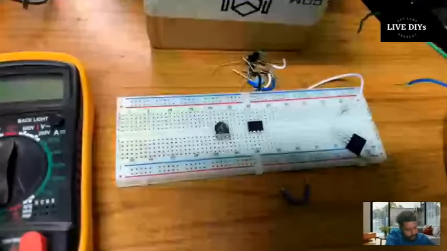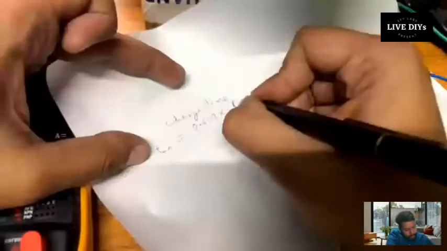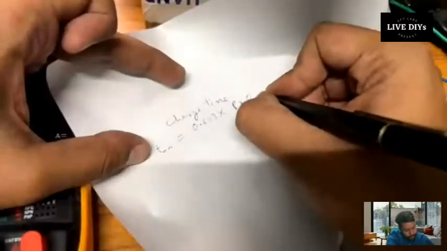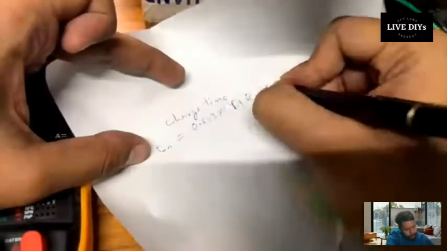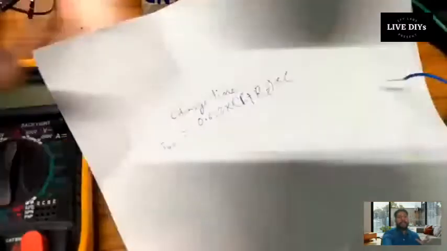So the charge time is given by T on, which is 0.693 into (R1 plus R2) into C. Now, what is R1 and R2?